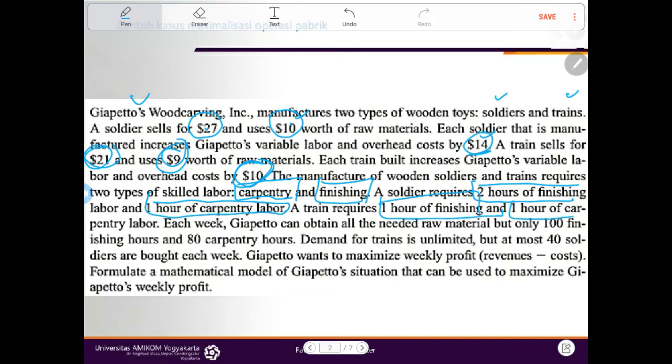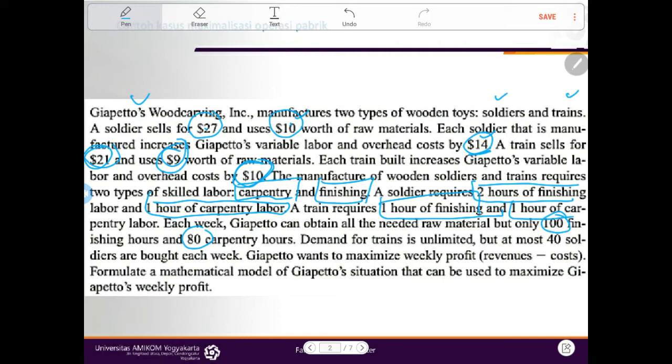Okay. Each week, Kiapetos obtains all its raw material, but only 100 finishing hours and 80 carpentry hours. So this is the limitation of time.